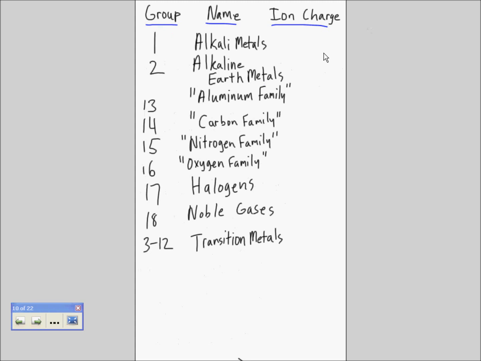And let's put the charges for the ions in. So this is something you might memorize. You can count skips to the nearest noble gas, or you can memorize this. Some people prefer to do one or the other.